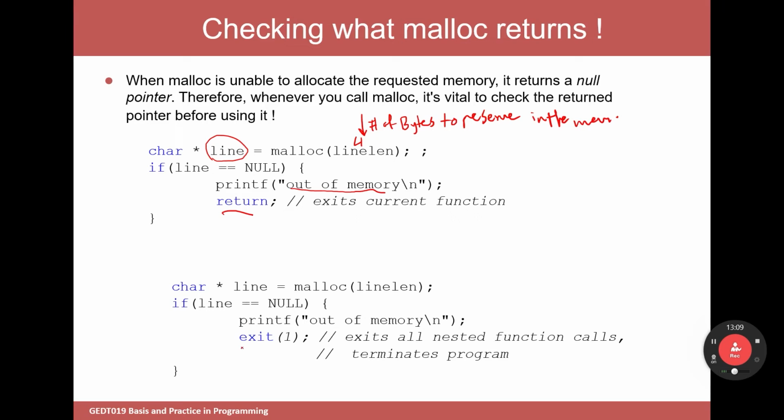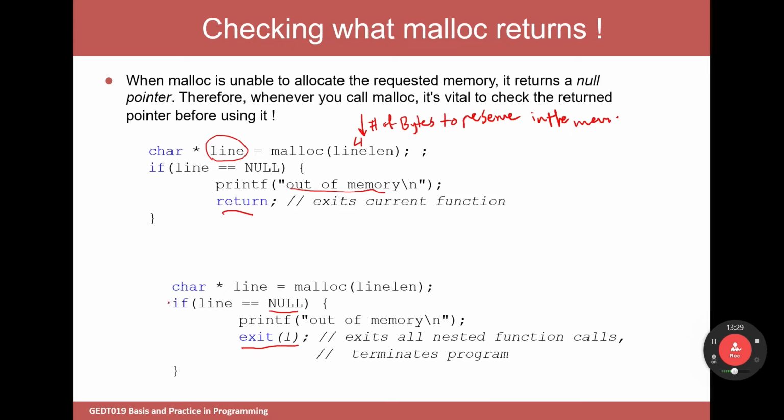Or you can exit the software. For example, you say, okay, if this one is equal to null, that means I cannot reserve storage for this string. I will shut down the software. So exit(1) means shut down, or terminate, the software.